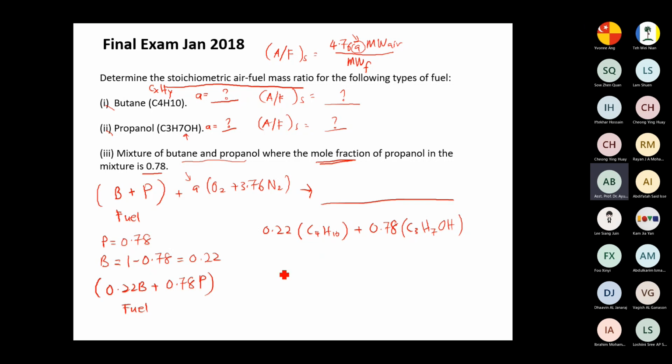So from here, you calculate what is the total number of C, H, and O. Calculate and sum up all together, and you will find the new molecular formula of the fuel in terms of CxHyOz. Once you get this, then only proceed to calculate the A. Once you get the A, plug it into the AF actual, AF stoic over here. After that, you will get your AF stoic.